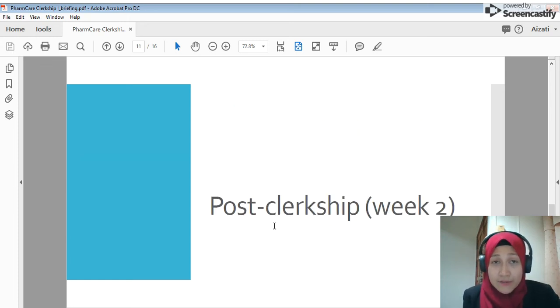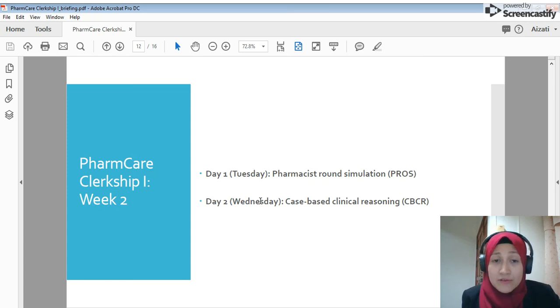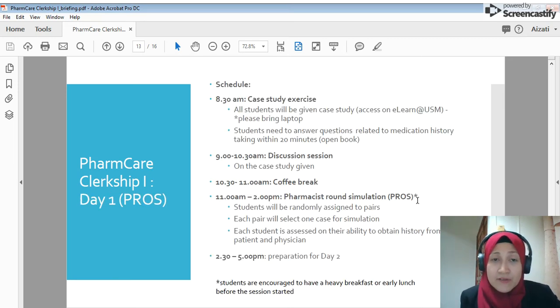And for week 2, post-clerkship, it will be held in the clinical lab. On Tuesday, there will be a CROSS session, which is a pharmacist round simulation. And on the second day, there will be a CBCR session, which is case-based clinical reasoning. For the CROSS session, it will start early at 8:30 a.m., so you need to be in the clinical lab sharp at 8:30.